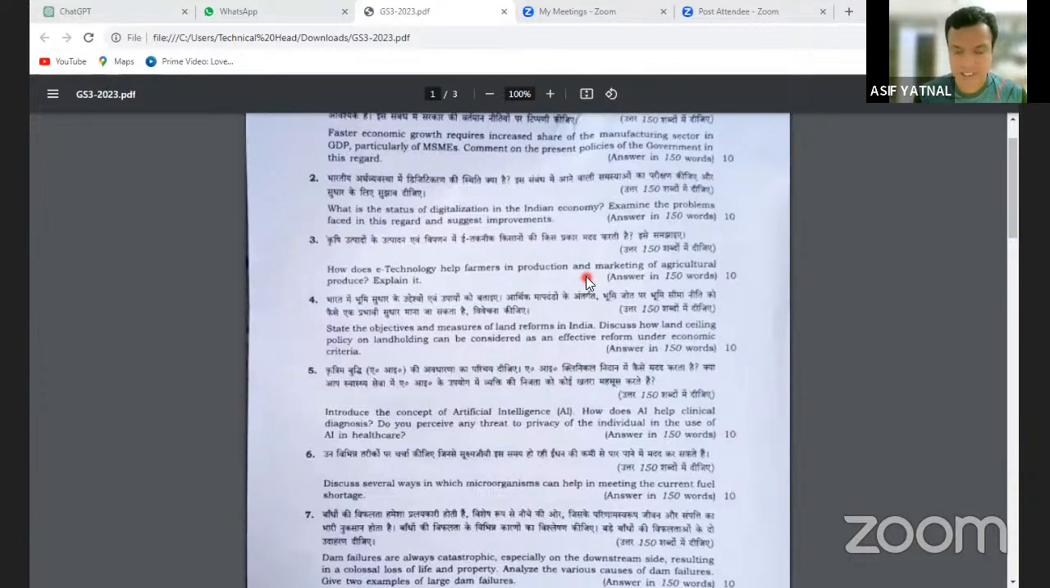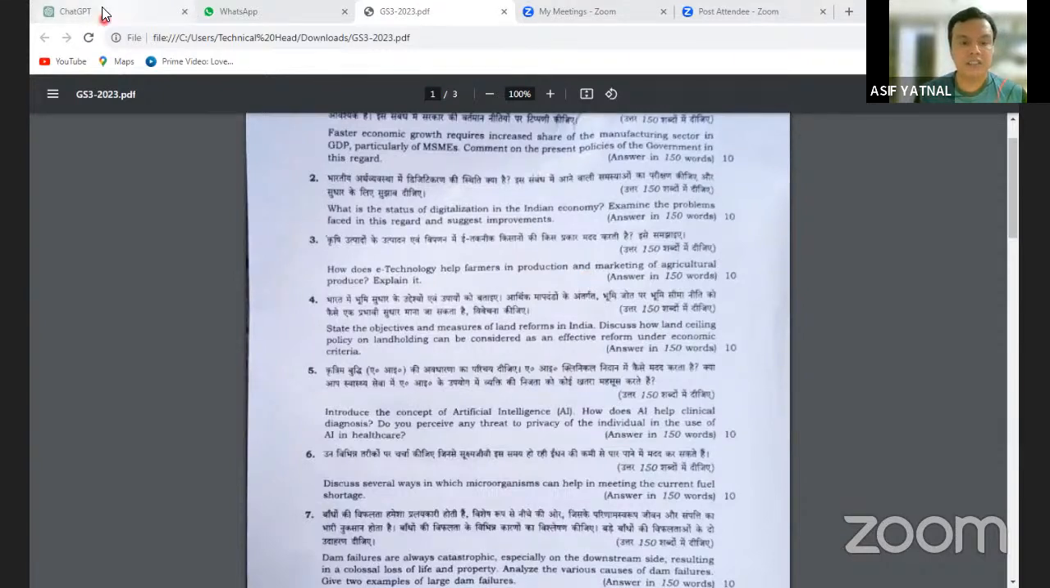Syllabus में यही मेंशन किया गया ना, the issues related to the marketing of agricultural produce, buffer stock, PDS, e-technology in the aid of farmers, then issues related to the MSP, यही क्वेश्चन, यही सिलेबस में टॉपिक है। उससे रिलेटेड क्वेश्चन पूछा गया कि ई टेक्नोलॉजी फार्मर्स को कैसे मदद करती है। क्लियर?